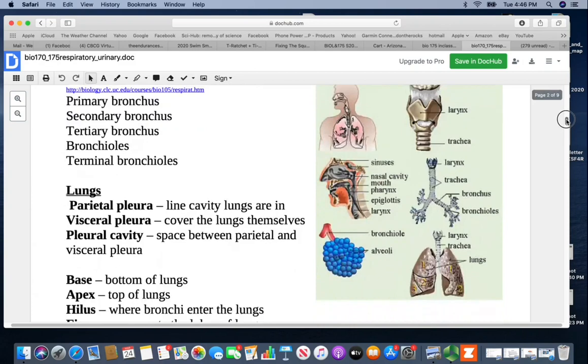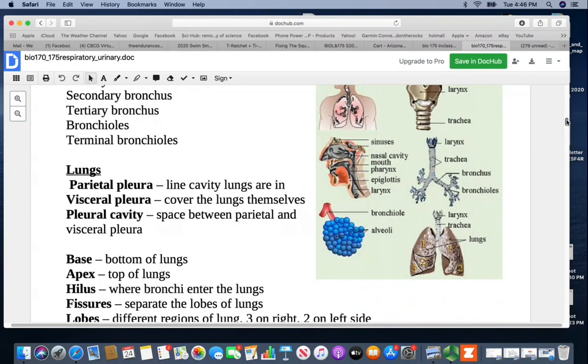When we go into the lungs themselves, the lung cavity is going to be lined with the parietal pleura. So that pleura is going to line the cavity that the lungs sit in. The visceral pleura is going to cover the lungs themselves. And the space between the parietal and visceral pleura is going to be the pleural cavity. That space should be airtight.